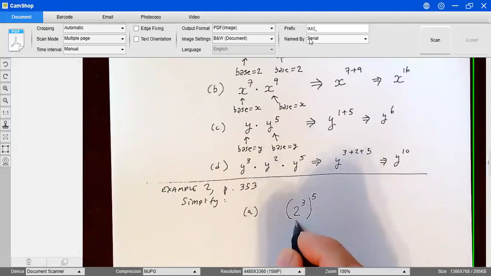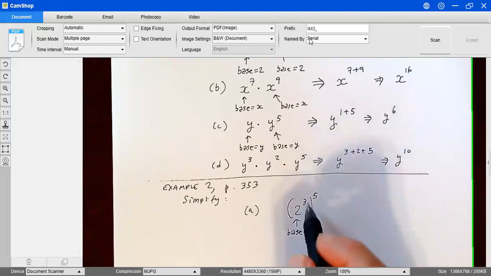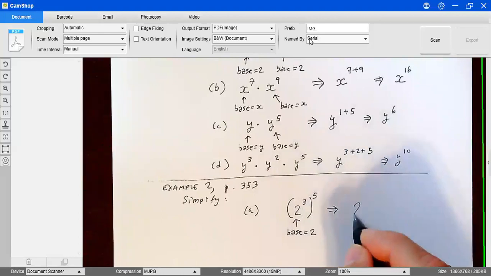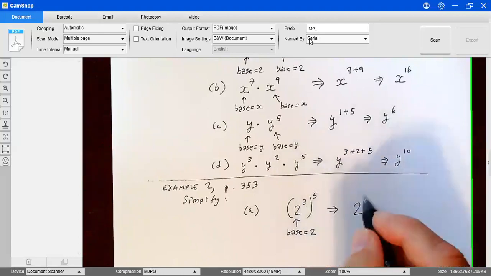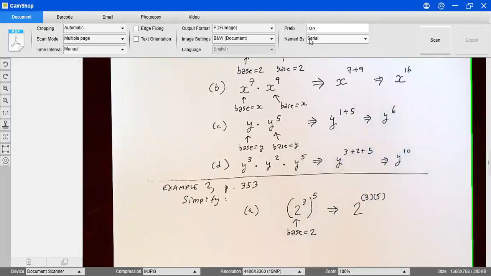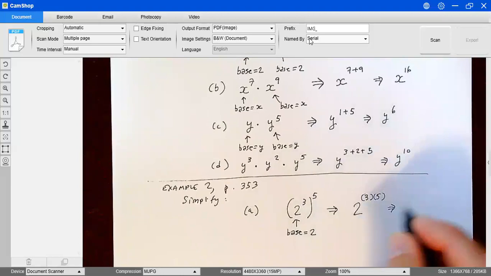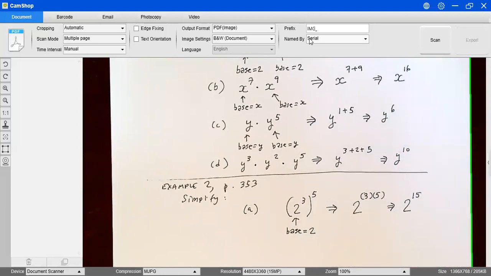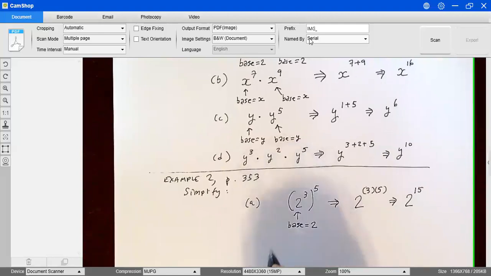So this is the base. The base is 2, but this is the case where we have a power of a power. So now we write the base, but since this is a power of a power, now we're going to multiply the exponents. So when you have a power of a power, you just write 2 to the 15th in this case. So power of a power is the second rule that we have in our notes on this section.